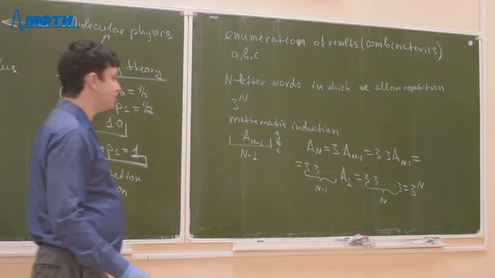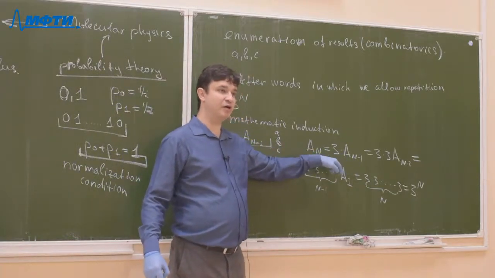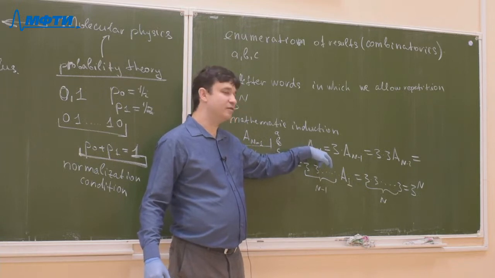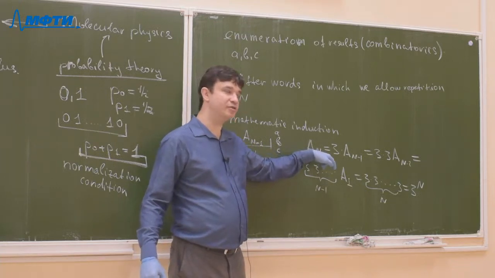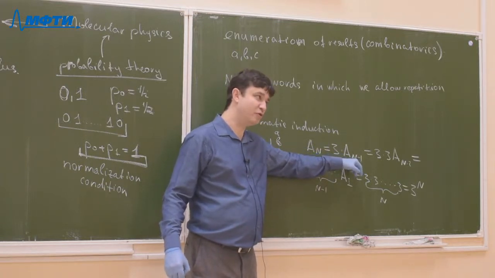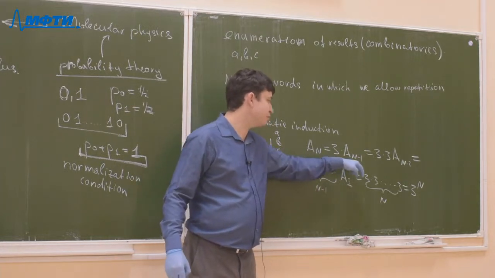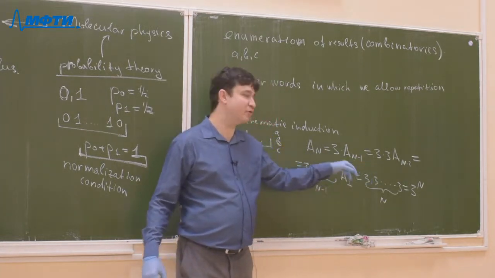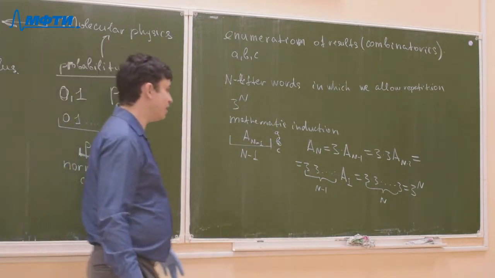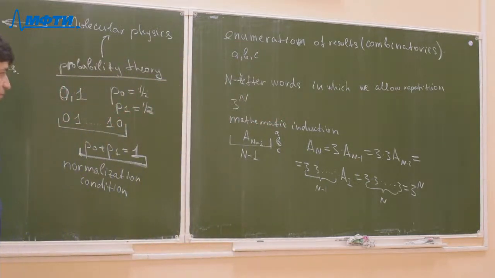Actually, you can say that this approach is called the recursive approach. Why is it recursive? Because we express the number which we want to find in terms of the number for a simpler system. So with each step, we reduce the number of letters in the word by 1, and thus we are able to calculate everything.